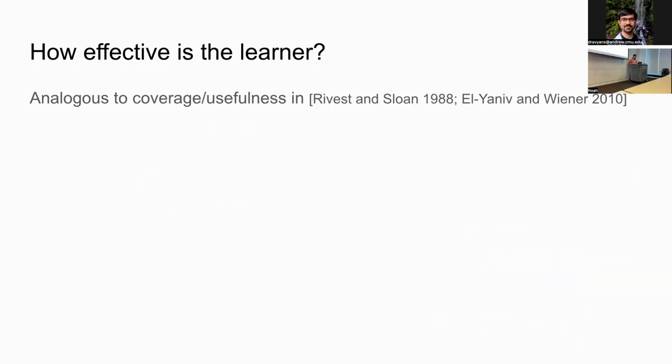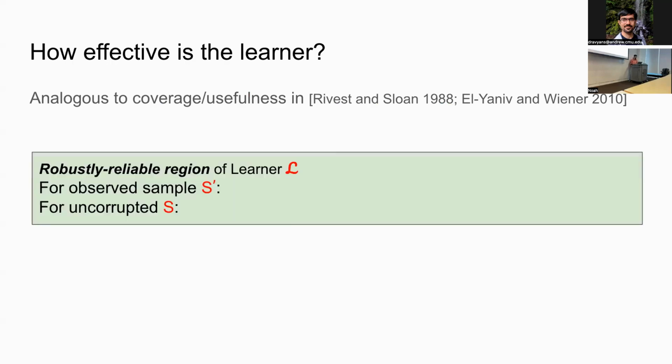So now we want to prove some guarantees about this learner. How effective is the learner? Analogous to the coverage or usefulness guarantees in the literature for reliable learners, we define in the robust setting the usefulness properties. The robustly reliable region for an observed sample S prime, which may be corrupt, is defined as all those points in the data set where the learner outputs a reliability threshold eta hat of at least eta. That is the robustly reliable region with confidence eta.